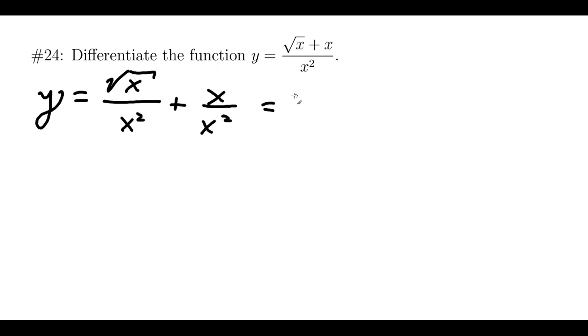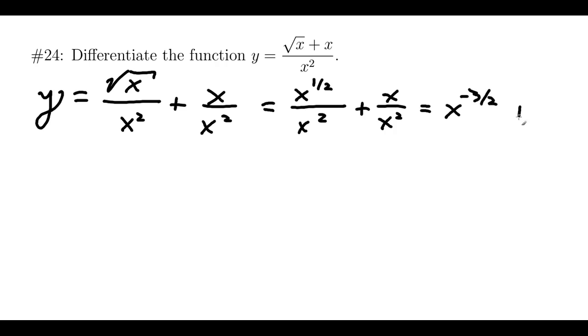And if we simplify this a little bit, the square root of x is x to the 1/2. So applying the rules for quotients of powers, x to the 1/2 divided by x squared will be x to the power of 1/2 minus 2, which is negative 3/2. And we have x divided by x squared, that's x to the first over x squared, so that is x to the negative first, right? So y is equal to x to the negative 3/2 plus x to the negative first.